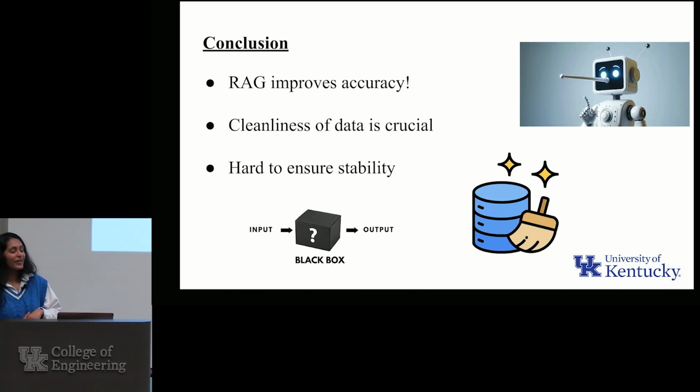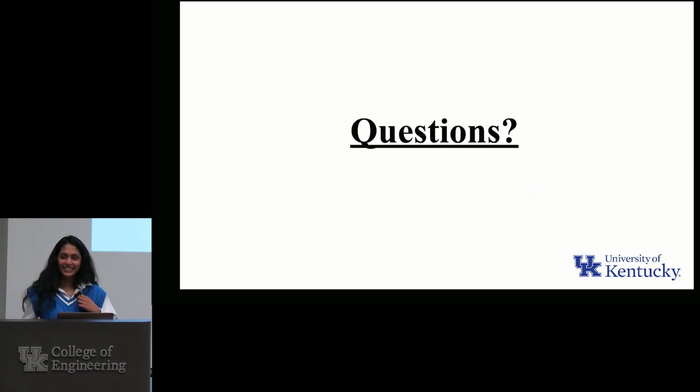And to conclude, we have 3 takeaways so far. As you can see, RAG definitely improves the accuracy and relevancy of your results. And secondly, what you store in your vector store is extremely important. Keeping that data clean and up to date will make your results better. And finally, just like with any other LLM applications, it's hard to ensure stability between one run to another. So that kind of uncertainty will be there, but we're excited to work more on it and see how far we can go. Thank you.